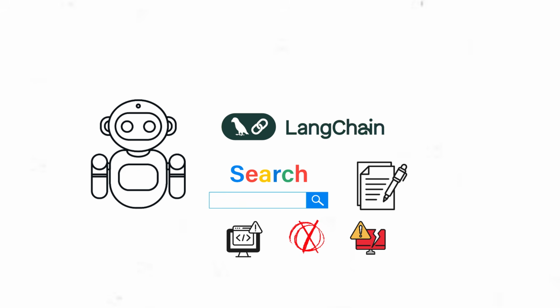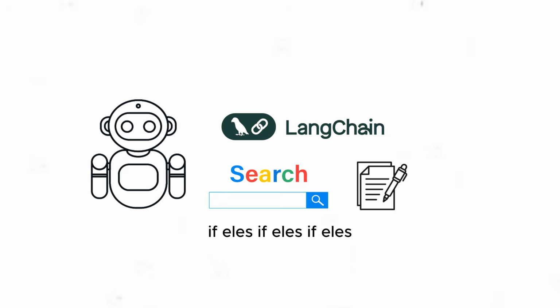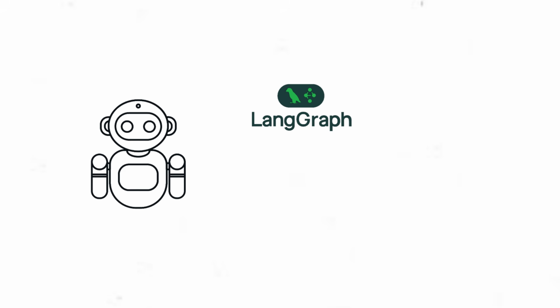For a long time, developers tried to fix this by writing hundreds of if-else statements. If the search fails, try again. If it fails a second time, try a third way. This turned the code into spaghetti code, a messy, chaotic web that was impossible to maintain. The solution: the birth of LangGraph.